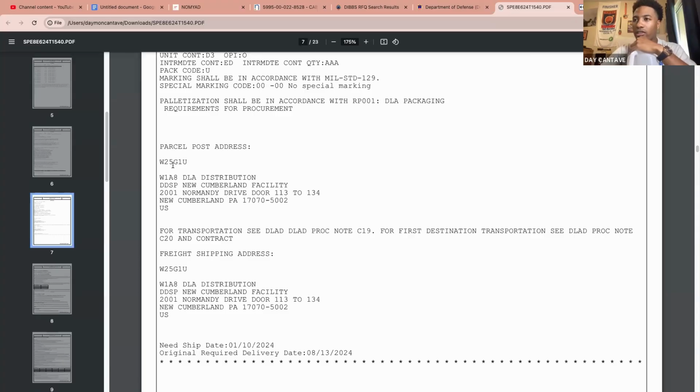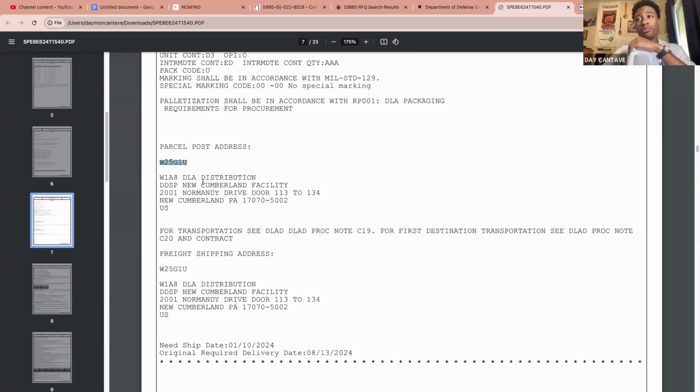And then parcel post address. So here's the address code, the 5-digit code, parcel post address code. I forget what it is. I would have to look in WAF to give you the exact name, but this is the code that you're going to put in WAF, Wide Area Workflow, when you're ready to invoice. And this code will also auto-populate in BSM when you print out your labels.